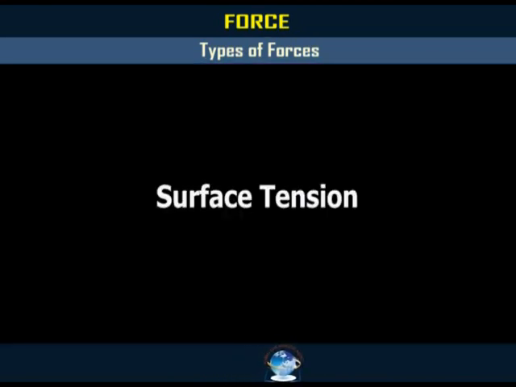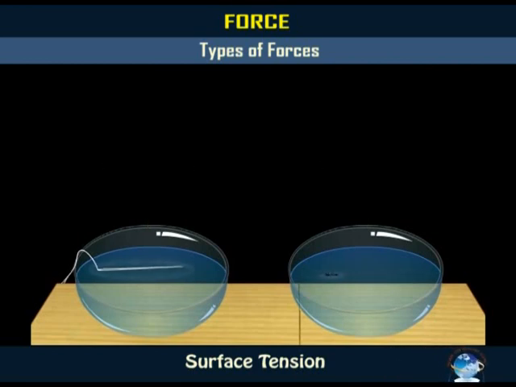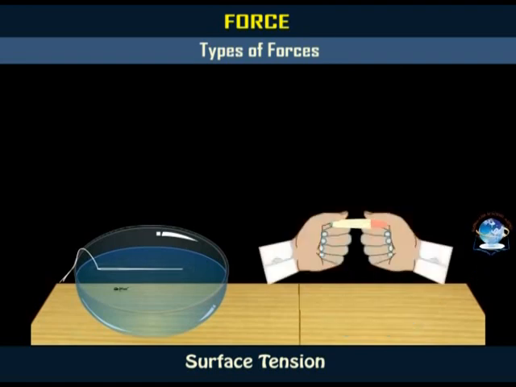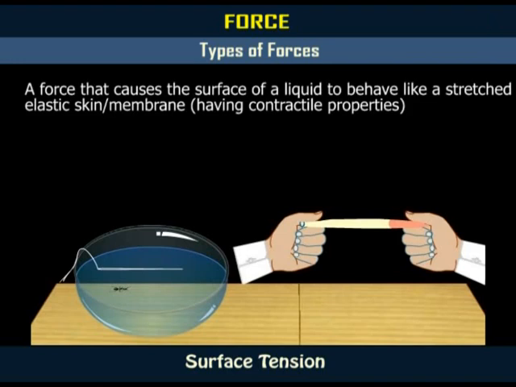Next, surface tension. Now, you may have observed a nail floating on water or an insect walking on water. How is it possible for a nail which is denser than water to float, and also for an insect to be able to walk on water? It is because the surface of water at rest behaves like a stretched elastic membrane supporting the needle and the insect. This property of liquids is called surface tension. So, surface tension is a force that causes the surface of a liquid to behave like a stretched elastic skin or membrane.